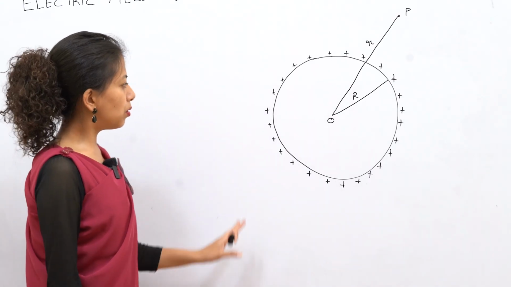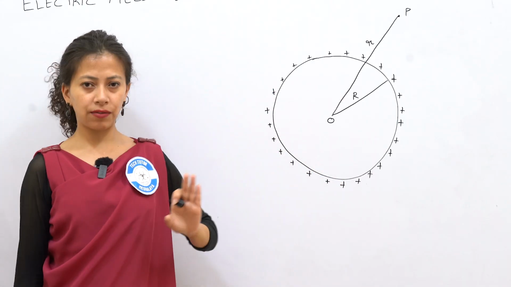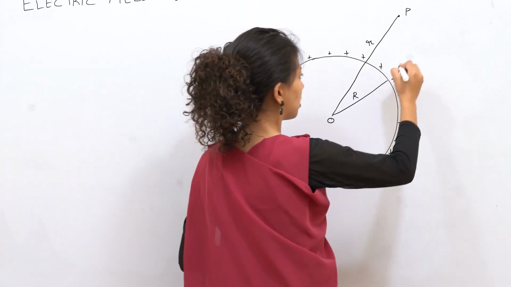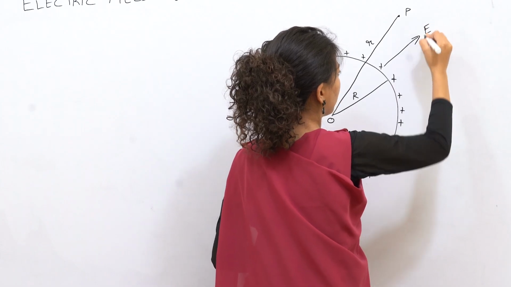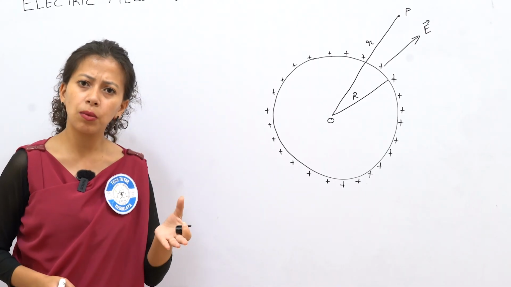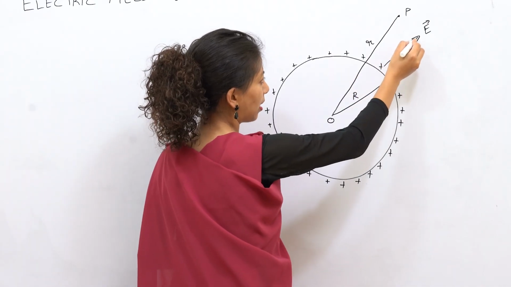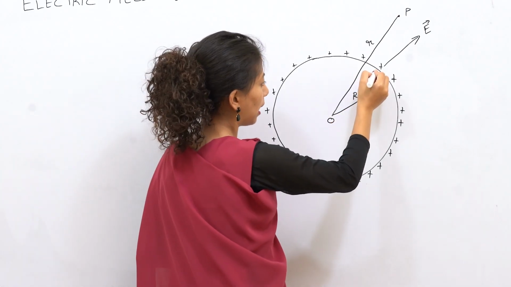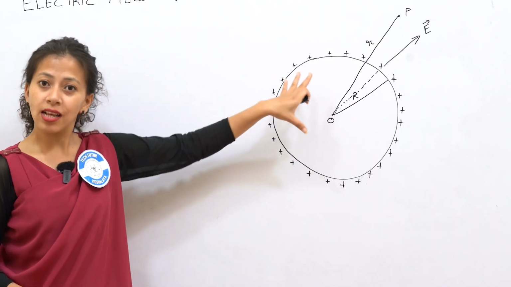Due to these charges on the surface of the sphere, there is an electric field. Since the charge is positive, the direction of the electric field is directed away from the charges. So that is the direction of E. The direction of the electric field is radial, along the radius of the sphere, extended outward. You can draw a vector arrow to represent the electric field, along the radius of this sphere.